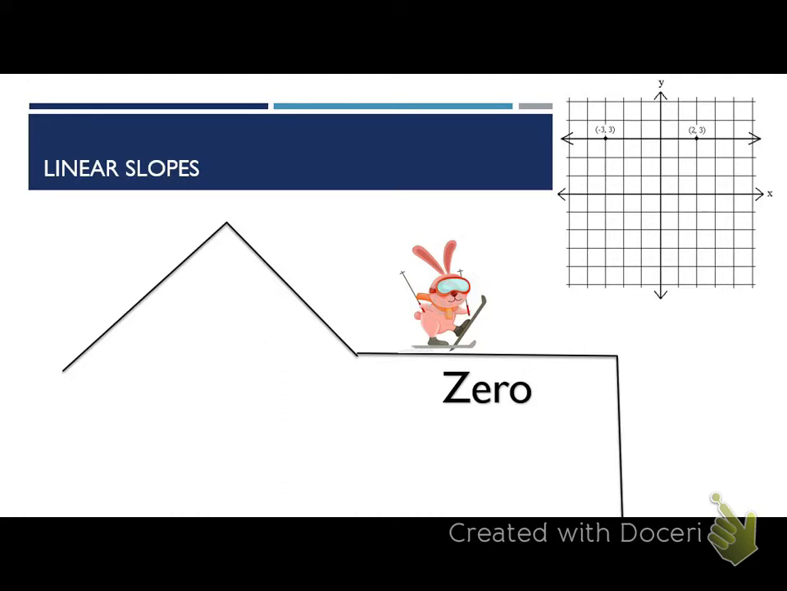Zero, yeah, so I gave you a bunny. That's where that comes from. Under the word zero, you can write horizontal. It helps people remember the difference between vertical lines and horizontal lines. They both have the letter Z.